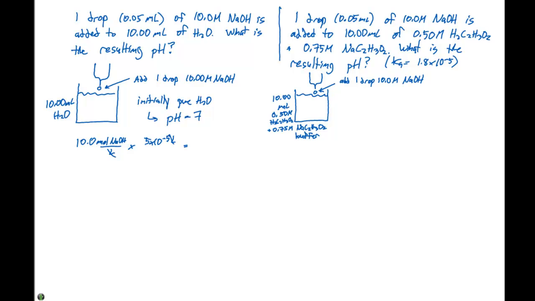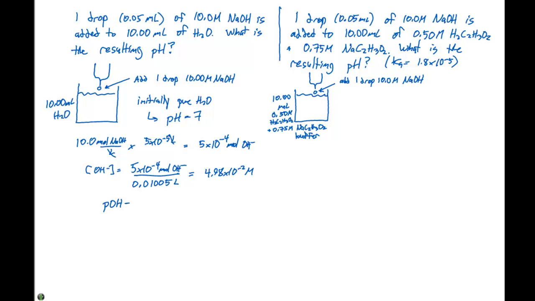So the amount of moles of OH minus we have is going to be 5 times 10 to the minus 4 moles of NaOH, but since it's a strong base, that's going to be the moles of OH minus. So our concentration of OH minus is going to be 5 times 10 to the minus 4 moles of OH minus per liter of solution, which is going to be 0.01005 liters, which would be the 10 milliliters plus the drop, which is 0.05 milliliters. And this will give us a concentration equal to 4.98 times 10 to the minus 2 molar.